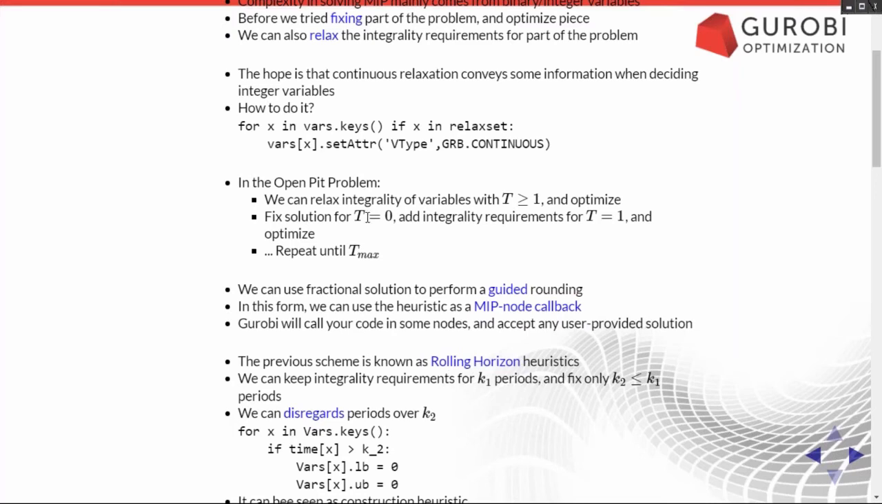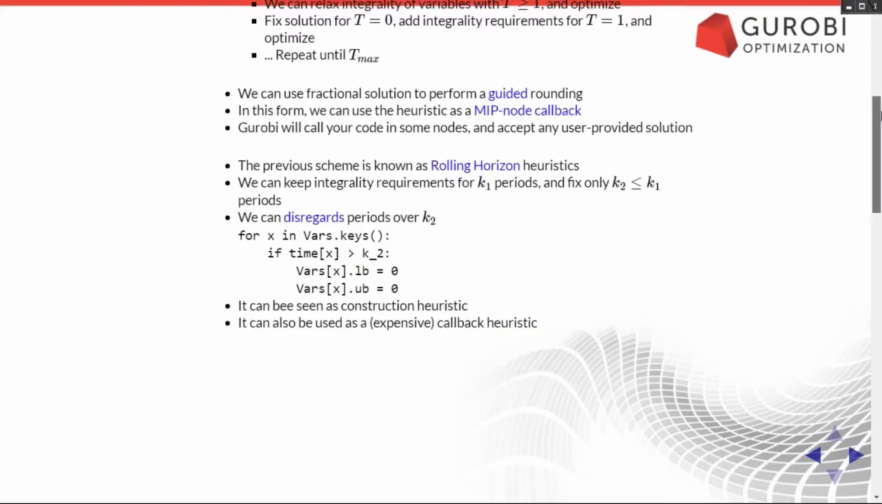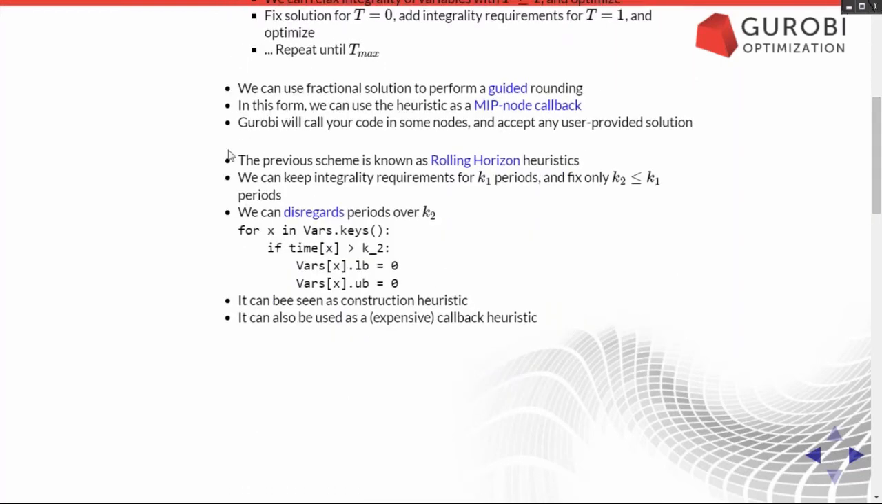The idea of relaxing the integrality requirements over time is a very well-known idea, as I said, and it's called rolling horizon heuristics. And the idea is, of course, very flexible. For example, you can keep integrality requirements for, let's say, 3 periods, but only fix the integer part for the first period and then move on onwards.